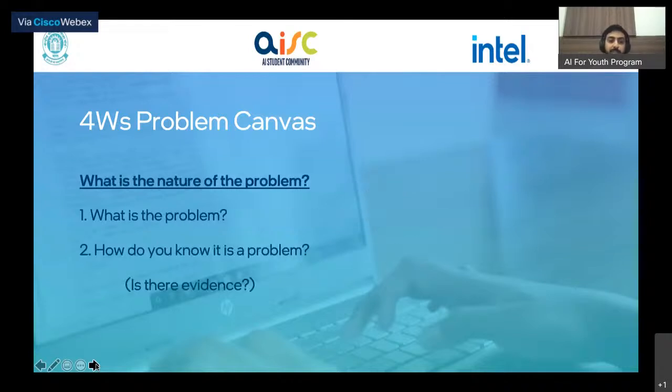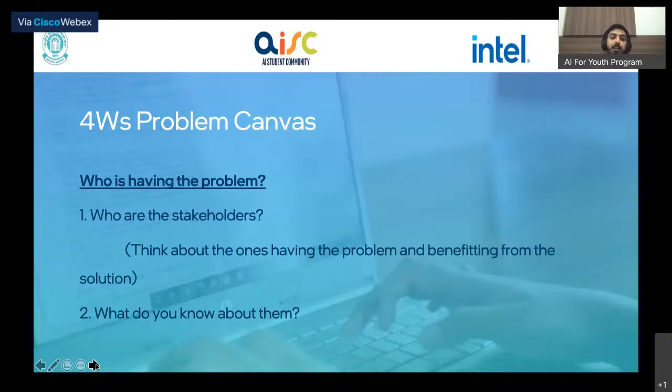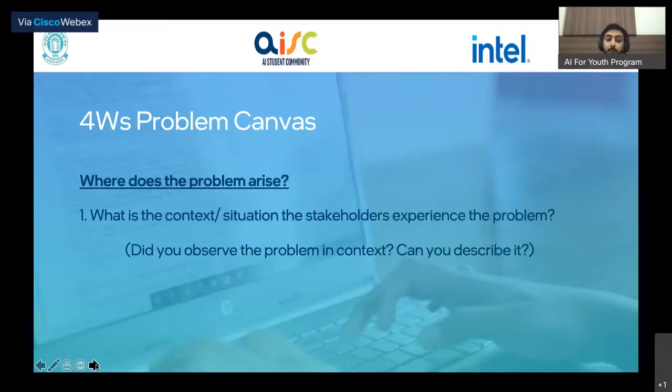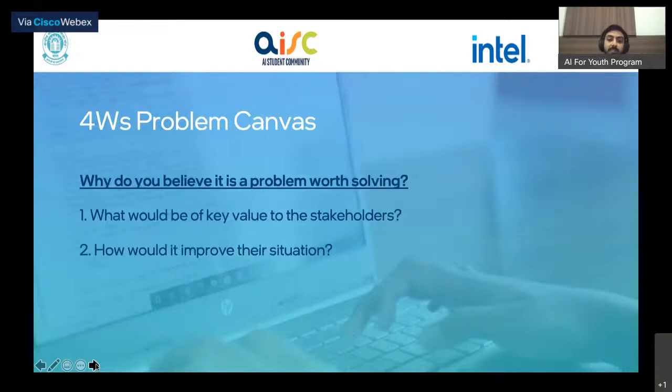So let me repeat this once again. In the who canvas, we are identifying who our stakeholders are and what we know about them. In the what canvas, we are looking at the nature of the problem. What is the problem that our stakeholders face, and how do we know that it is a problem? In the where canvas, we are looking at the situation in which the stakeholders experience the problem. So once we have answered all these questions, we go to the why canvas, where we ask ourselves, why do you think it is a problem worth solving? What is that key value to the stakeholders which will improve their situation?